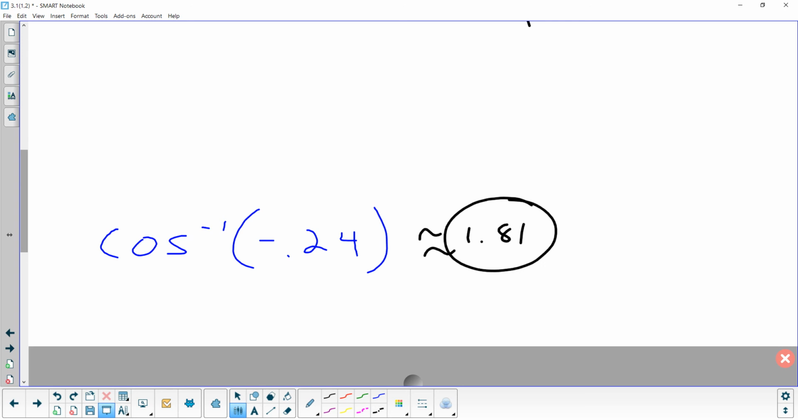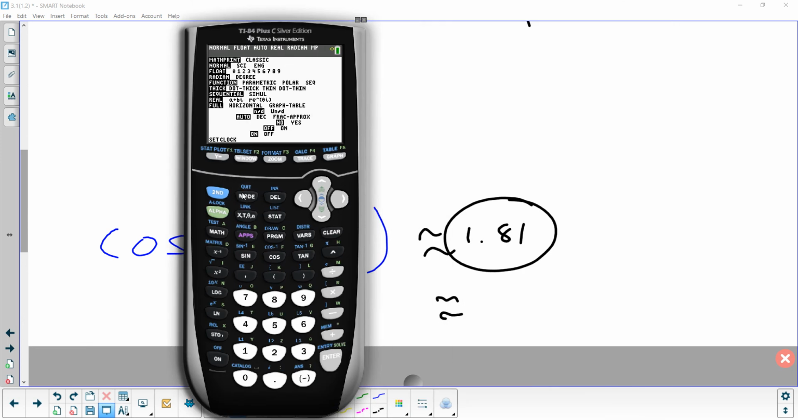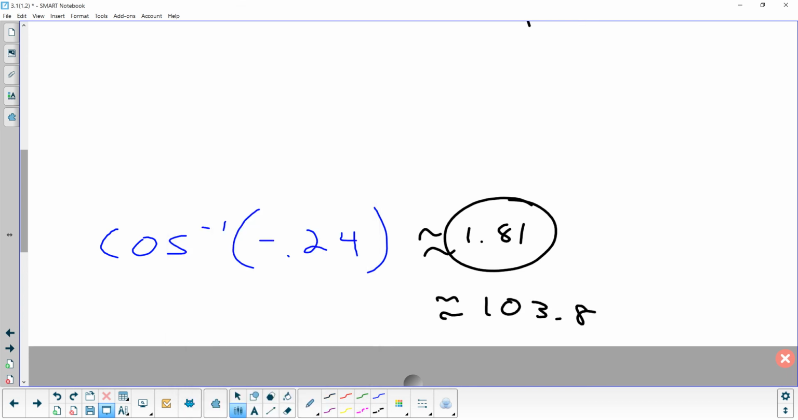Or if you wanted it in degrees, again, I'll do it the long way. Put it in degrees, quit, recall the last thing I typed, type it all in again. 103.89 degrees. All right, that's how you do inverse cosine on the calculator.